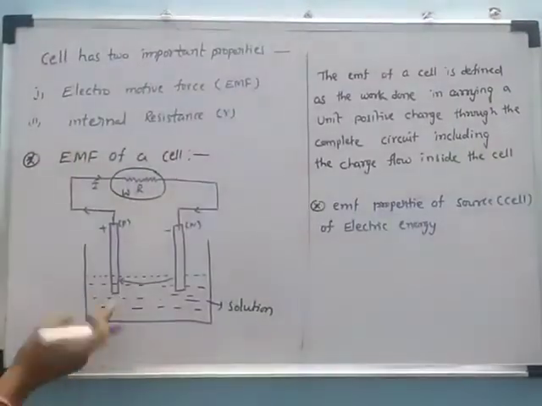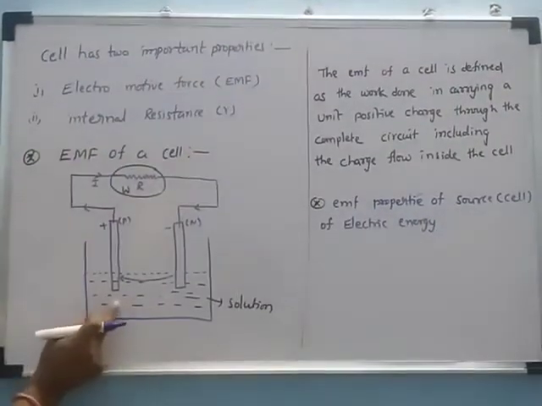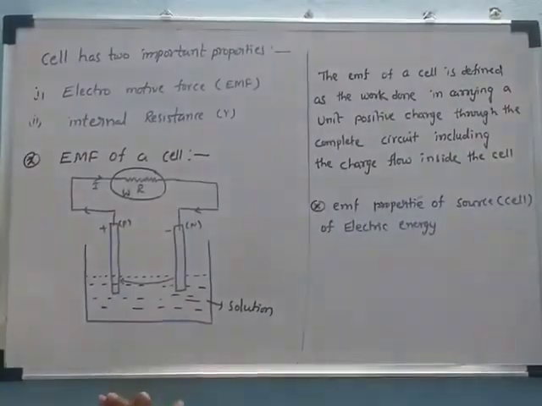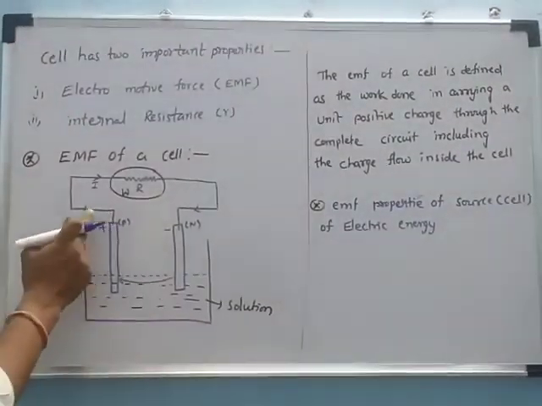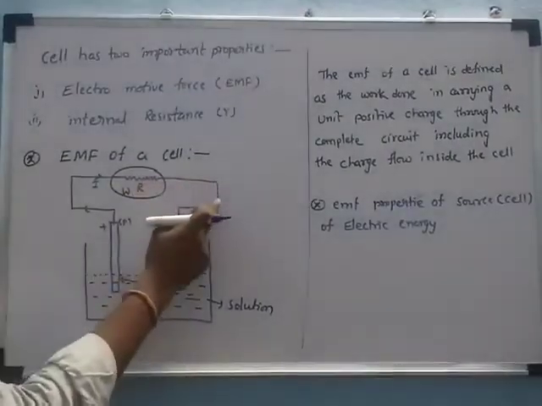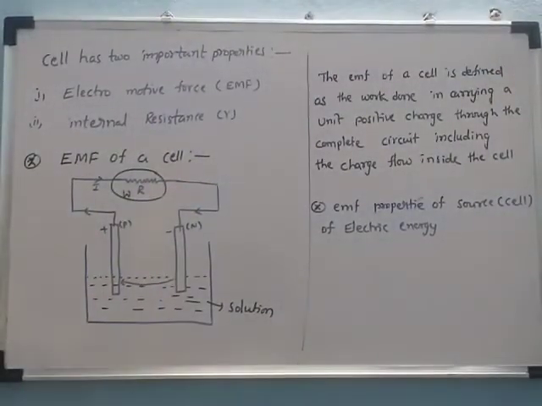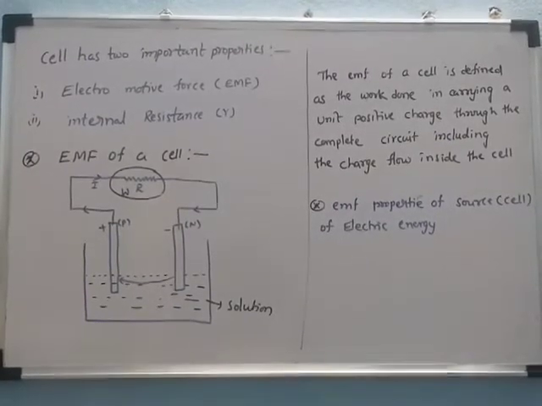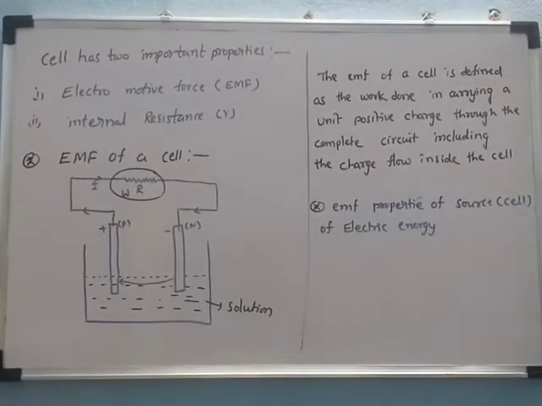See, this is actually chemical energy, now converted into electrical energy because of the positive and negative terminals. It is the electrical energy when the charges pass from the positive terminal to the negative terminal. So it is a property of the source of electric energy.